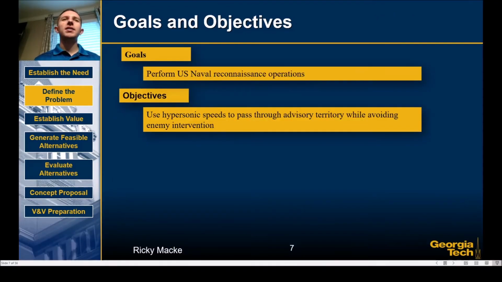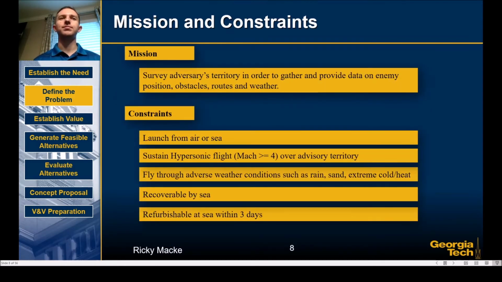Hi, I'm Ricky Mackey, and I will begin with defining the problem this system solves, starting with its goals, objectives, missions, and constraints we set. So the goal of this system is to perform a U.S. Naval reconnaissance operation mission, and the objective is to use its high hypersonic speeds to pass through an adversary's territory, avoiding any intervention by such an adversary. So it can use those hypersonic speeds to increase the survivability and the likelihood it'll successfully perform its mission.